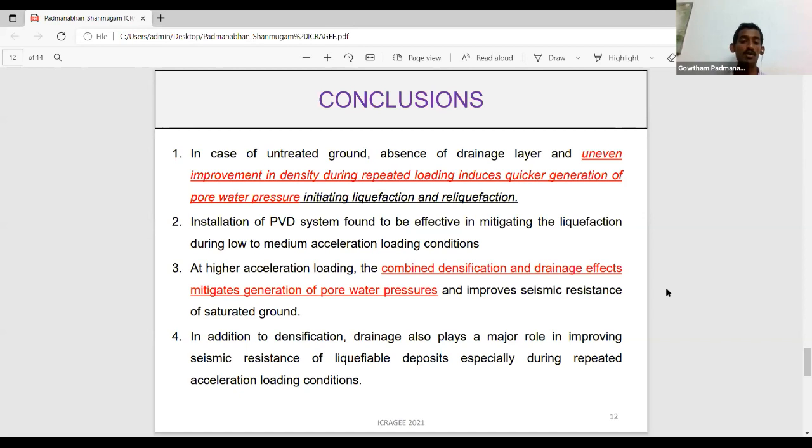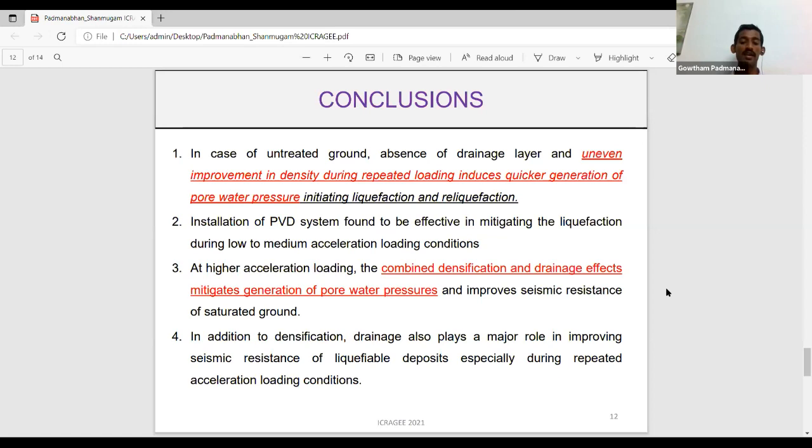In our present study, we have adopted the PVD improvement system, as we have observed that it works on both drainage mechanism and densification mechanism. Even under successive repeated shaking, the PVD improvement system was found good, and it shows its stability and durability under repeated shaking events.